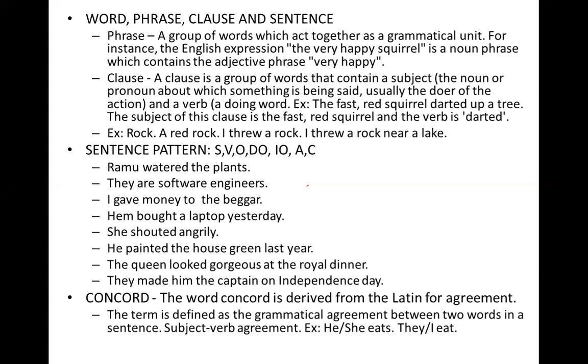SVCA. Okay. S is the queen, the subject. V is the verb, looked. Gorgeous is about the queen, so it becomes a complement. At the royal dinner is additional information, so it becomes A. Right? SVCA. Very good. Next one.